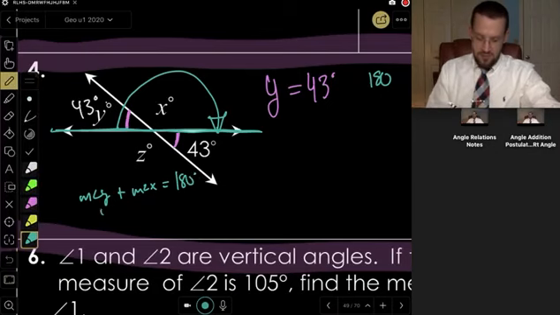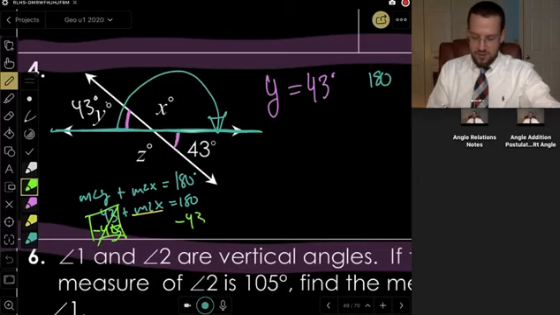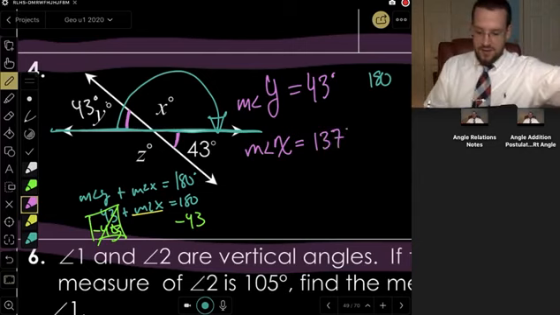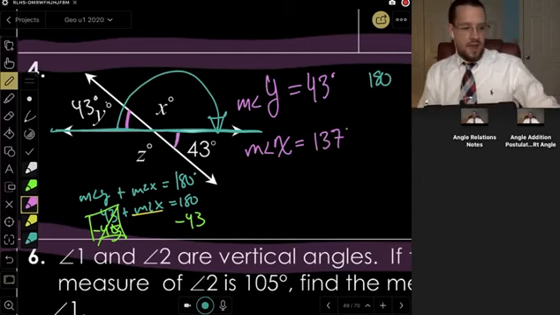And so we have 43 plus our unknown measure is equal to 180 degrees. What are we going to do here? This is the one we want to solve for, so we're going to have to balance this equation, subtract 43 from both sides. And we find that the measure of angle x is equal to 137 degrees.